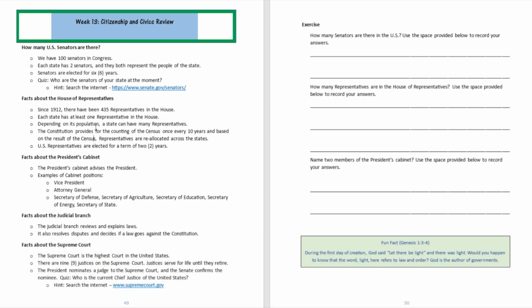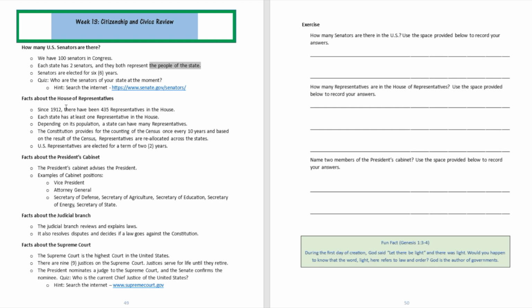So how many U.S. senators are there? Can somebody remember that for me? Well, there are going to be 100 senators in Congress, and each state has 2 senators. And they both represent the people of the states. Alright, senators are elected for 6 years. Alright, so you got a quiz over here. Who are the senators in your state at the moment? Guess what? If you click on this link over there, you are going to see the list of the senators, and you can see the senator in your state.